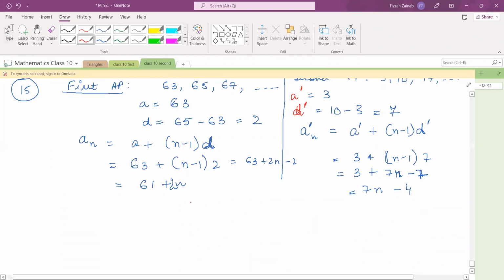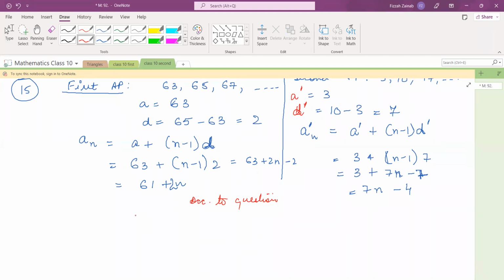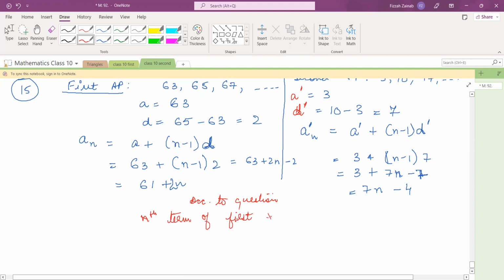So according to the question, it is saying that the nth term of the first is equal to the nth term of the second, right? Like for what value of n are the nth terms equal? Somewhere the nth terms are equal and you have to find that n, correct? So the nth term of the first AP is equal to the nth term of the second AP, and this particular n you have to find, the n for which they are equal. So that means 61 plus 2n is equal to 7n minus 4.